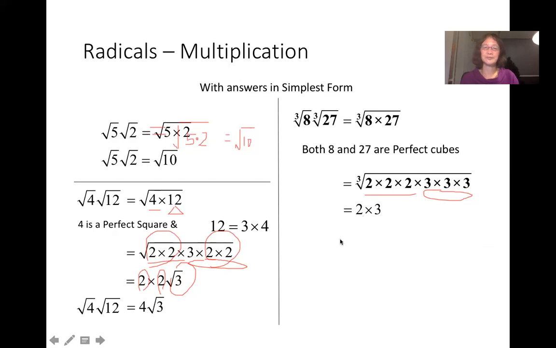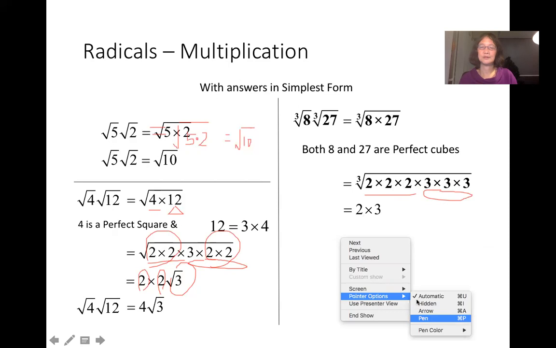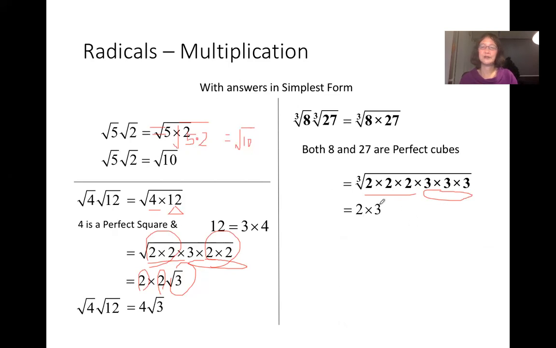Why? Because here 2 times 2 times 2 is the same as 2 raised to power 3. And here is the same as 3 raised to power 3. Okay. And the 3 cancels out, you get this 2. And this 3 cancels out with this 3, you get 3.